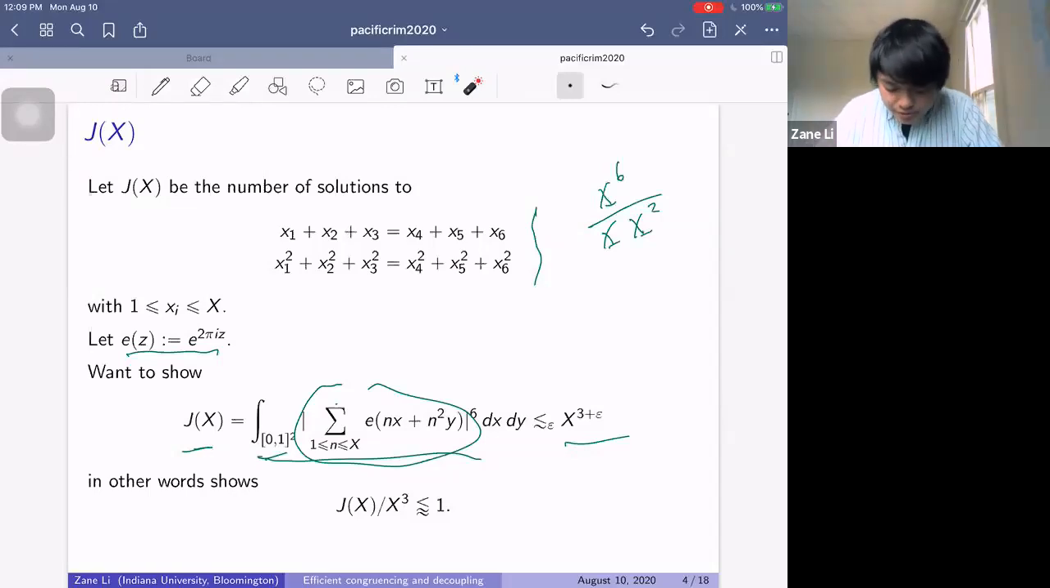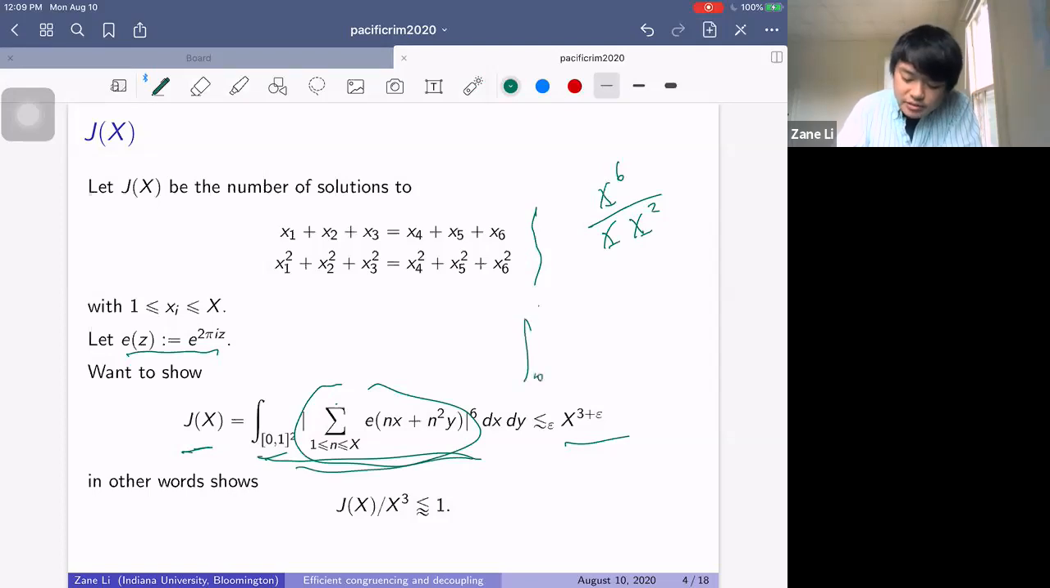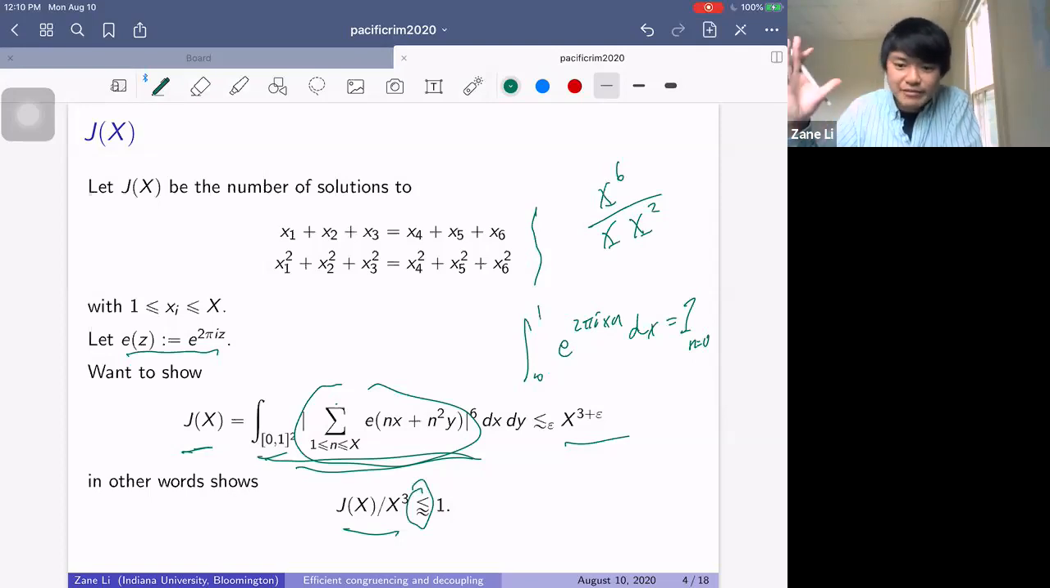Okay, so we can write the number of solutions to the system as this integral here. It just follows from the fact that the integral from 0 to 1 of e to the 2 pi i x n dx is just the indicator function of an integer being 0. In other words, what we want to do is show that j of x over x cubed is bounded by x to the epsilon. I'm going to ignore these x to the epsilon powers, and use this notation to hide the epsilon powers of x, or of whatever parameter I'm looking at, and just write 1 here. So we want to show that j of x over x cubed is bounded by essentially 1.